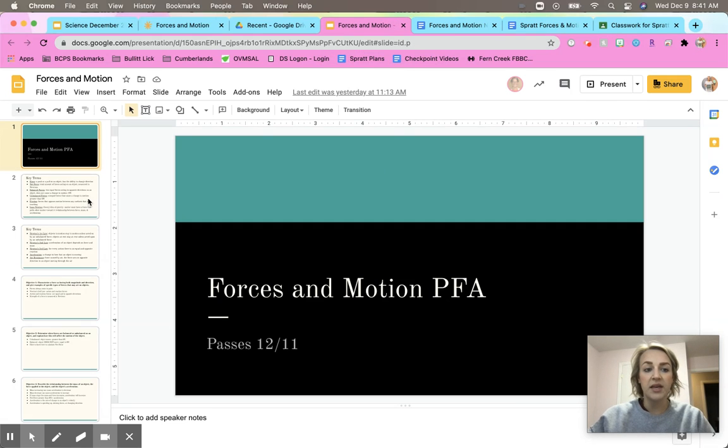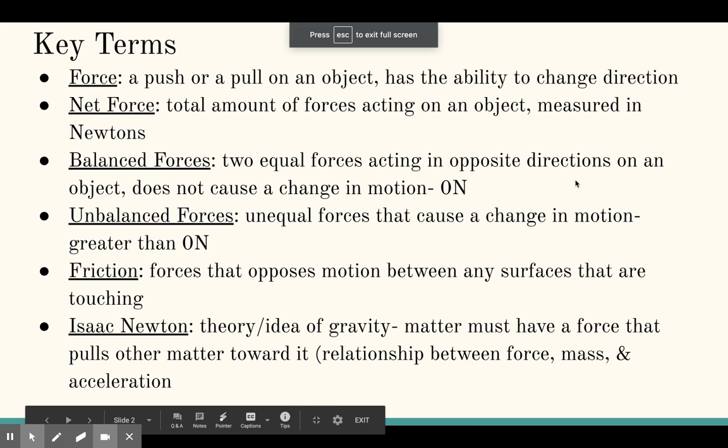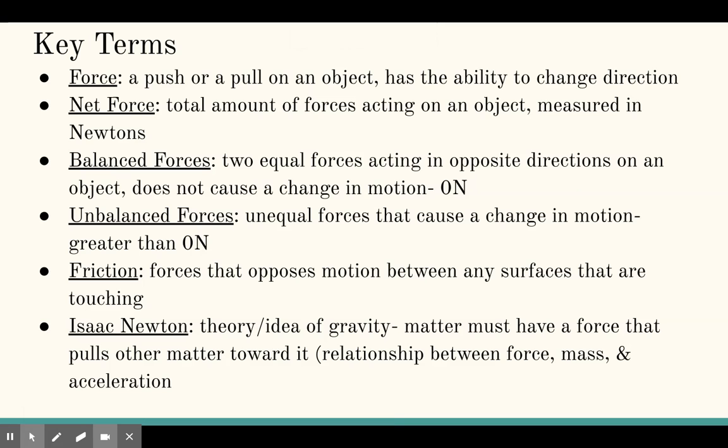So we're just going to start with key terms. And these are all words that are fairly familiar to you. We have talked about them throughout our Forces in Motion project. So the first word is a force. This is a push or a pull on an object, and it has the ability to change direction of the object. Net force is the total amount of forces acting on an object measured in newtons. And this is when we use our T-chart and we do a little adding and subtracting to figure out what the net force is. Balanced forces, these are two equal forces acting in opposite directions on an object.